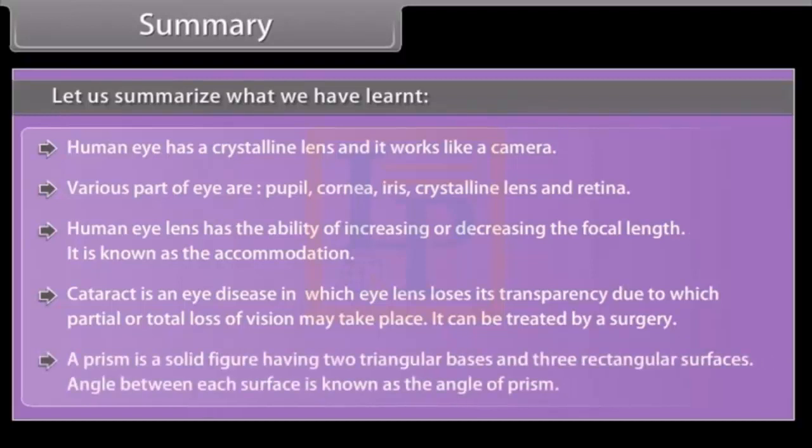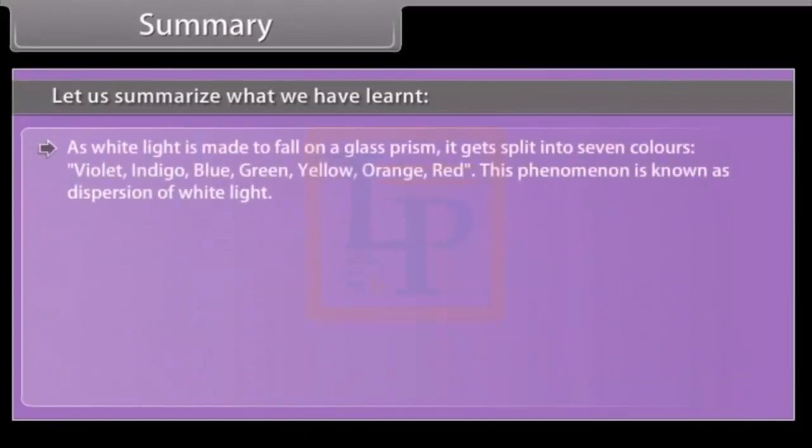A prism is a solid figure having two triangular bases and three rectangular surfaces. The angle between each surface is known as the angle of prism. As white light is made to fall on a glass prism, it gets split into 7 colors: violet, indigo, blue, green, yellow, orange, red. This phenomenon is known as dispersion of white light.